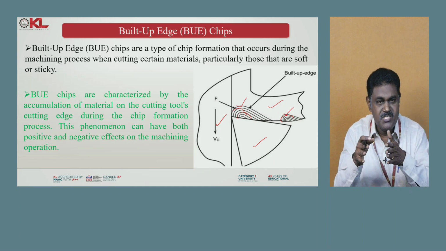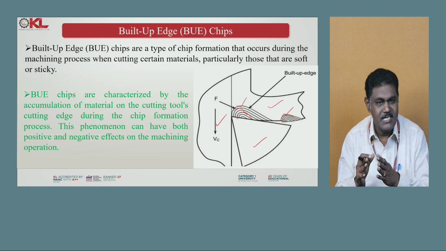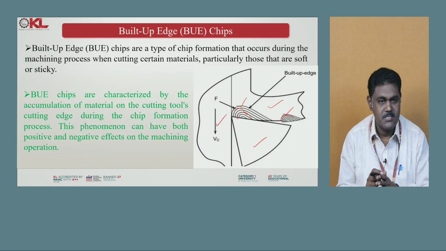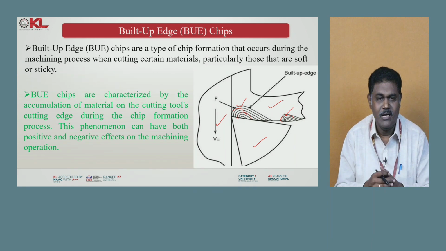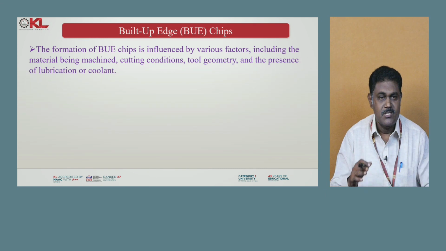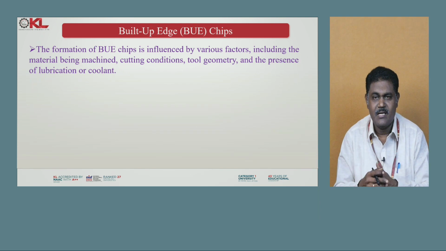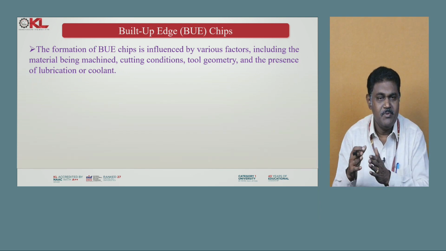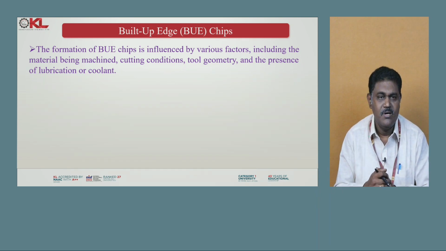So, these built up edge chips are characterized by the accumulation of material on the cutting tool's cutting edge during the chip formation process. This phenomenon can have both positive and negative effects on the machining operation. The formation of built up edge chips is influenced by various factors including the material being machined, cutting conditions, tool geometry and the presence of lubrication or coolant.